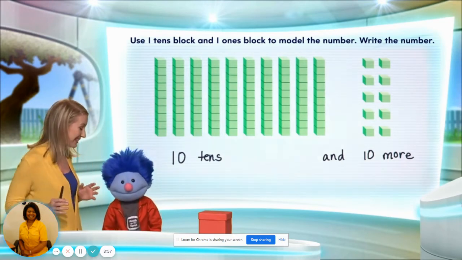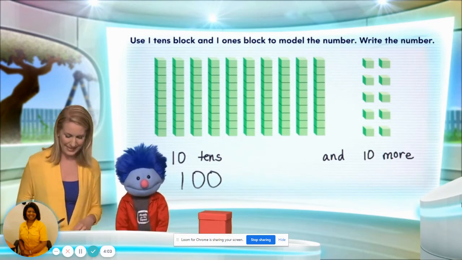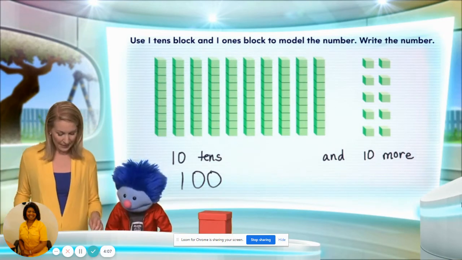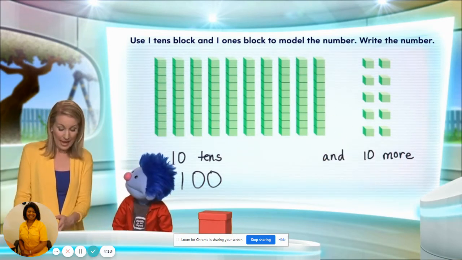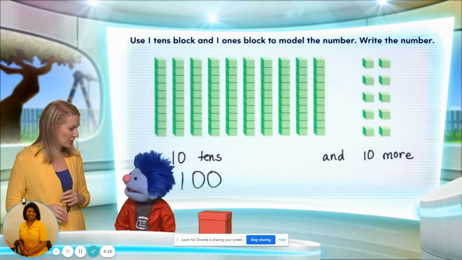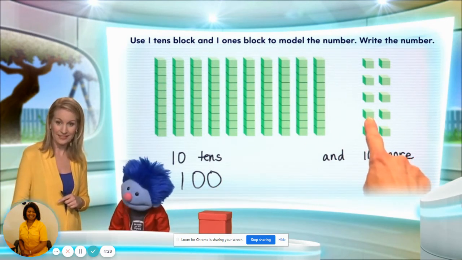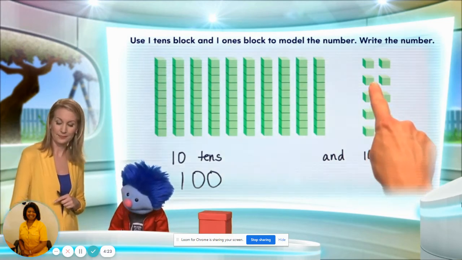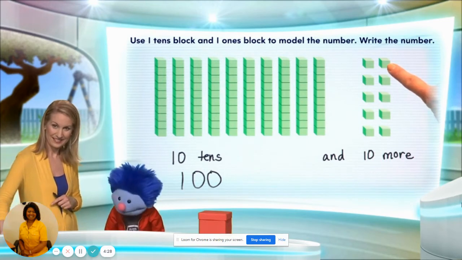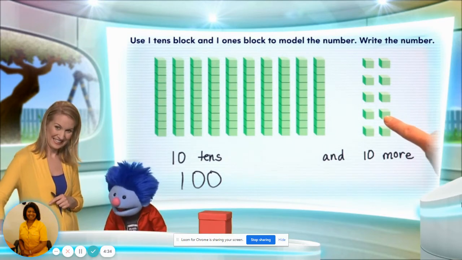Okay, so 10 tens is 100. That group is 100, and 10 more. Now, 10 tens is 100, and the 10 more is how many more than 100 we have. So why don't we just count those individually? So we say 101, 102, 103, 104, 105, 106, 107, 108, 109, 110.